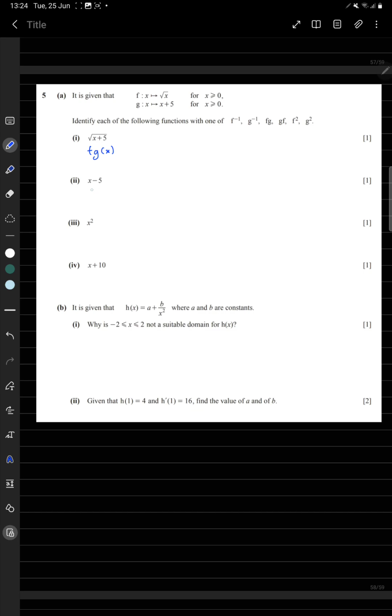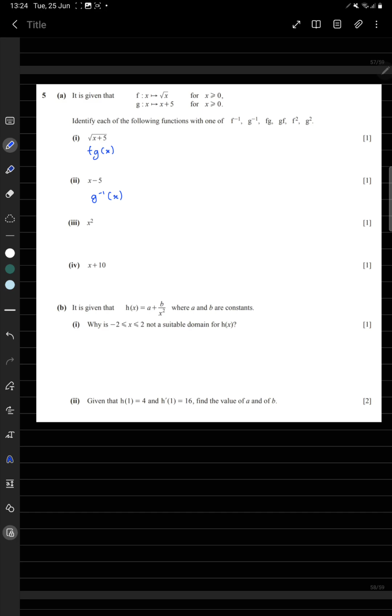Okay, so next one, x minus 5. So x minus 5 is definitely going to be g inverse of x. So that's going to be making g(x) as y. Then you want to make x the subject because we're trying to find the inverse. So you move the positive 5 to the other side, it becomes y minus 5. Then we swap the x and y. Okay, then we'll get x minus 5.